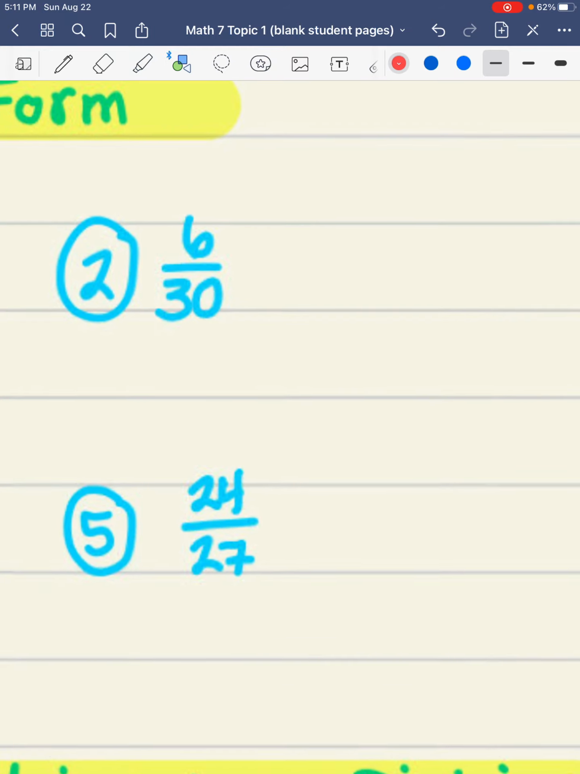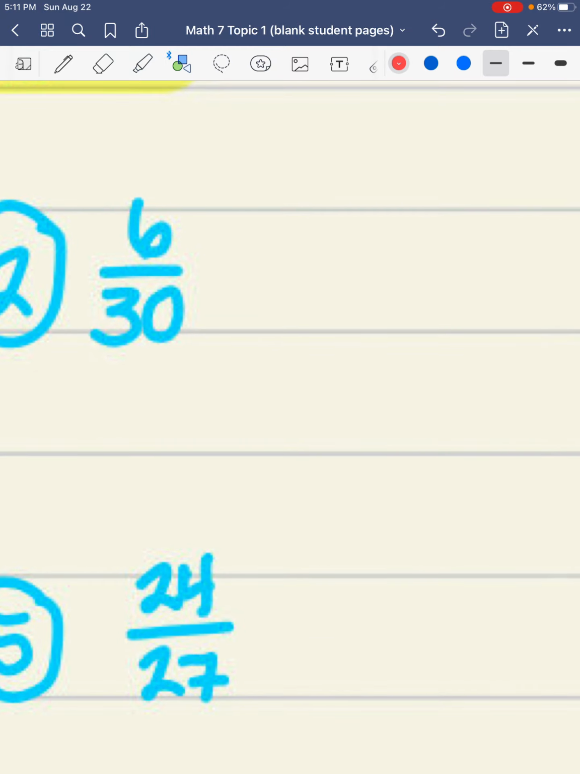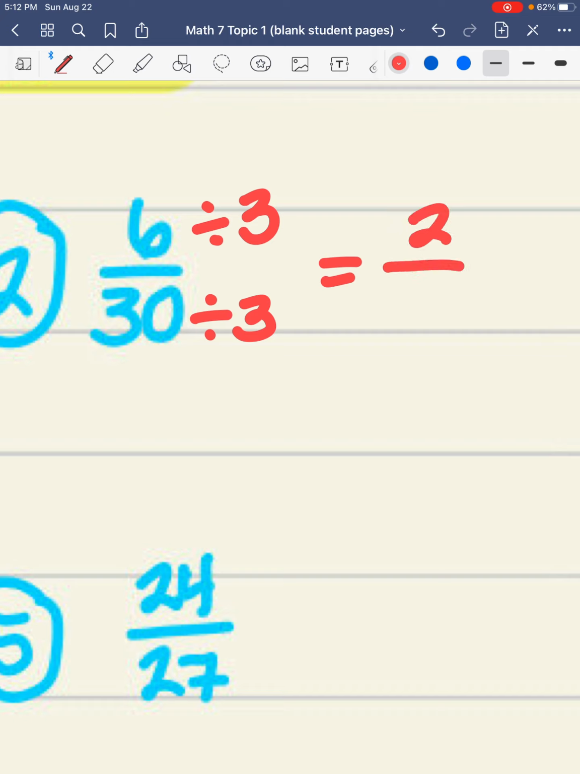Okay, moving on. We have 6 over 30. So I recognize that I've got two even numbers right off the bat, but I also know that 3 goes into both of these numbers. So could I start by dividing by 3? Yeah. So I'm going to divide by 3 on the top and bottom. I know that 6 divided by 3 is 2, and 30 divided by 3 is 10.